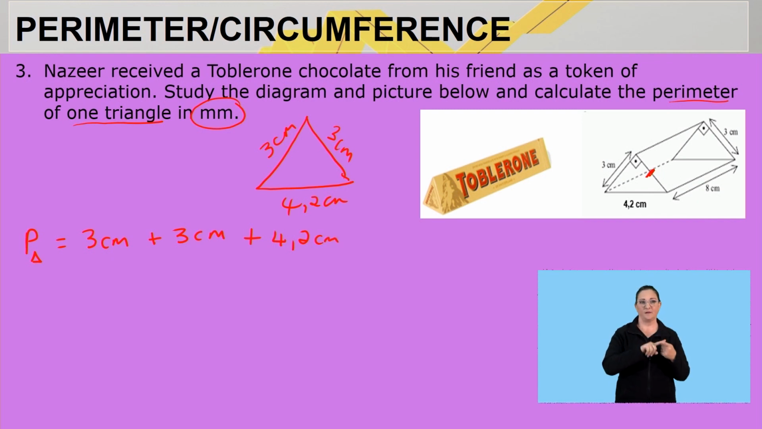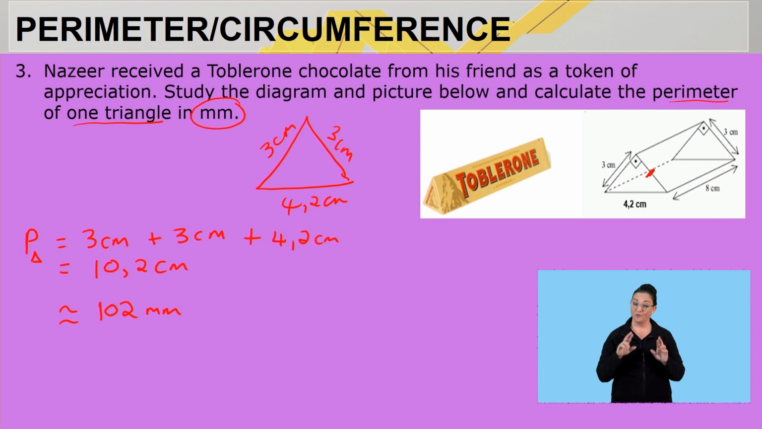Let's add that together. 3 plus 3 is 6 plus 4,2. That will give us 10,2 centimeters. But now remember, our question stated that it should be in millimeters. You know 10 millimeters equals 1 centimeter. So therefore, I'll take the 10.2 and multiply that by 10. So this will then be 102 millimeters.